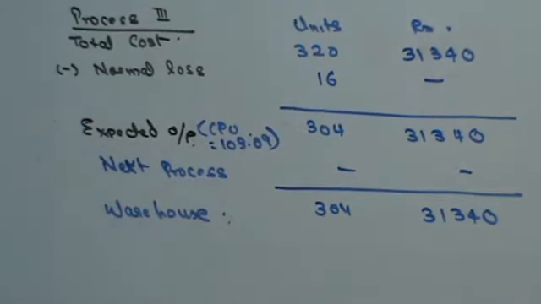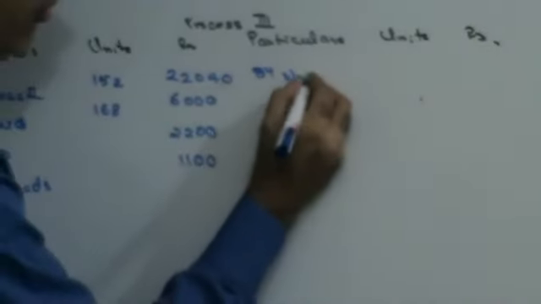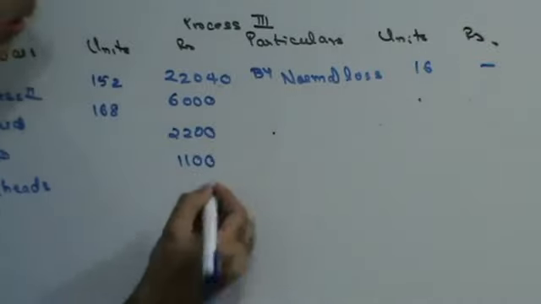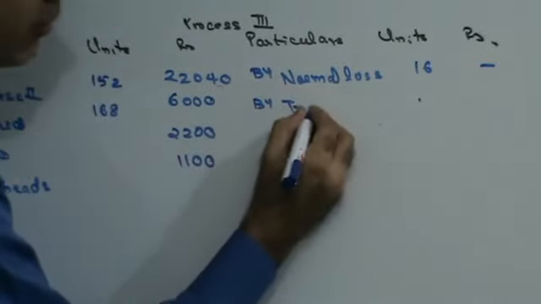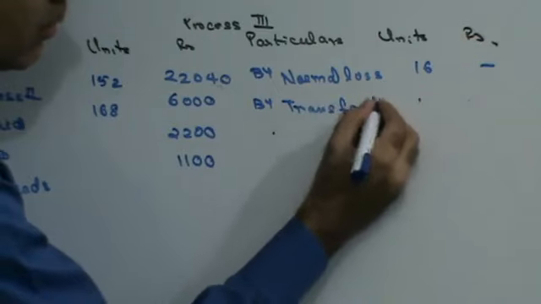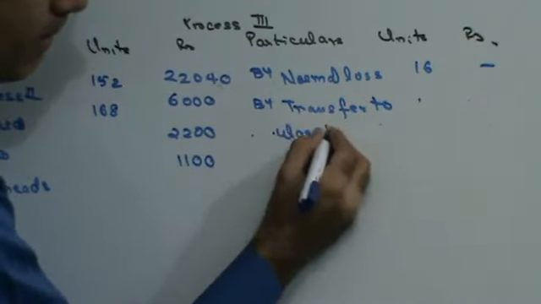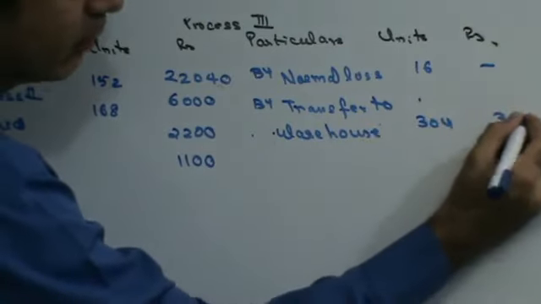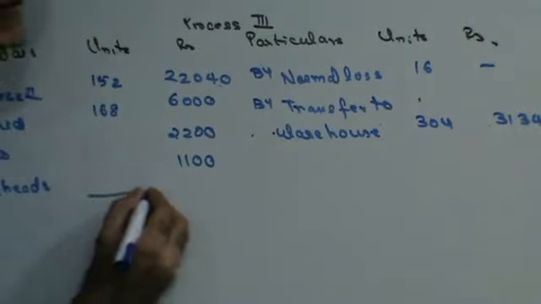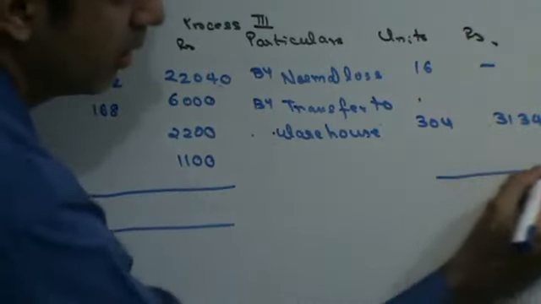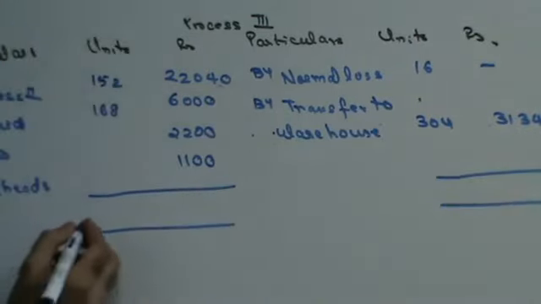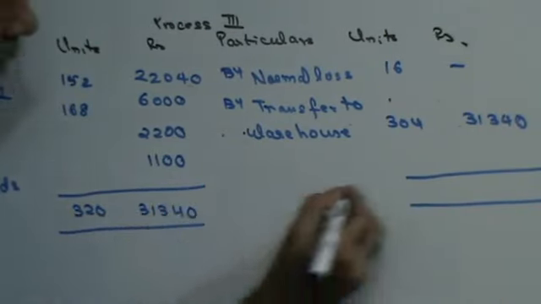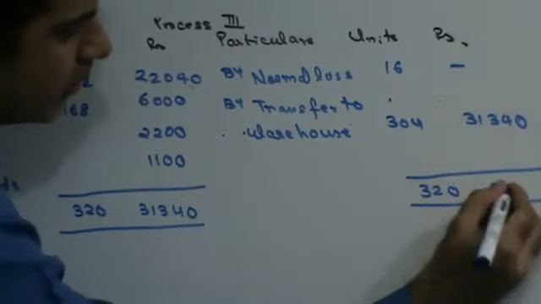Okay, let's do this. This is going to be by normal loss, 16 and nil, by transfer to warehouse. Transfer to warehouse is 304 and 31,340. Tally this. If you tally this, this is going to be 320 and 31,340.